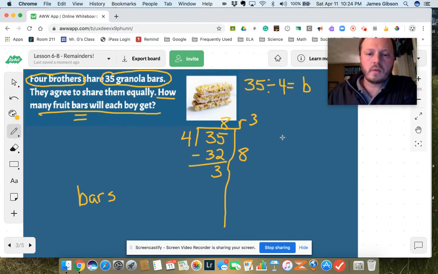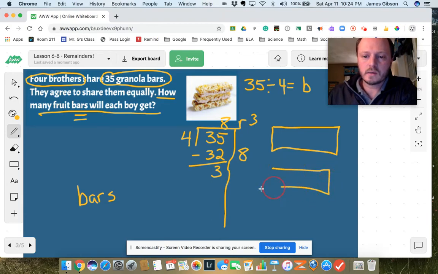But if we're thinking about this in real life, granola bars, fruit bars, something that we could cut into pieces, that is going to be a little different, right? So I'm going to visualize this with our remainder. And I'm going to try to draw 3 equal sized bars.